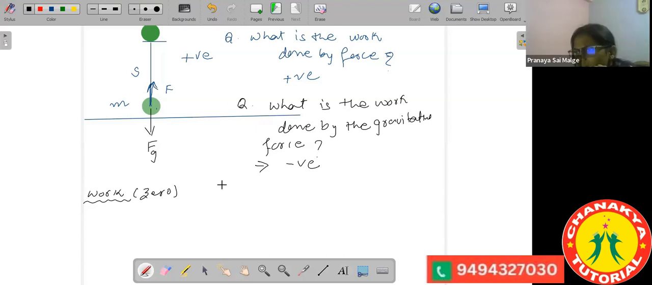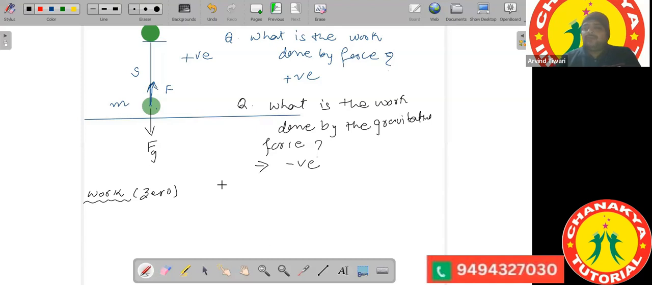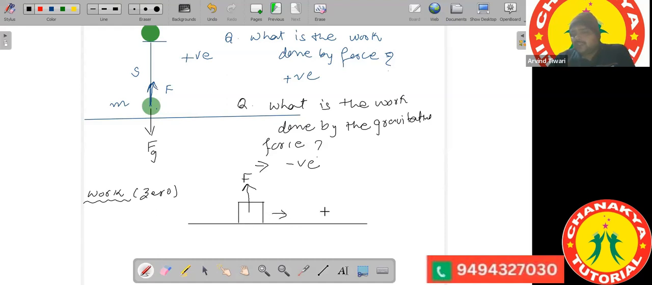Sir, is it different when the force and displacement are perpendicular to each other? Okay, I'm coming to that also. What will be my contribution of the force? For that, think of this situation. I give you this example again. Suppose this is the block, and I am applying some force like this, in the upward direction. By applying a force in the upward direction, will I be able to move this block along the positive direction?